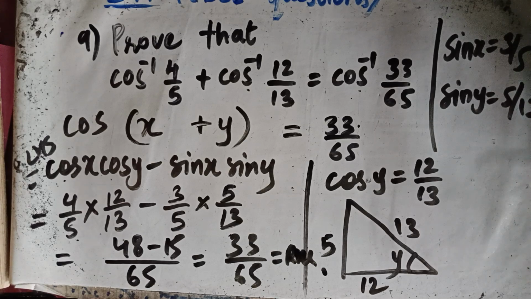Okay, there is another method to solve this also, that is by using the trigonometric identities. Sin square x plus cos square x equal to 1. That also you can use, or you can go for the triangle method.